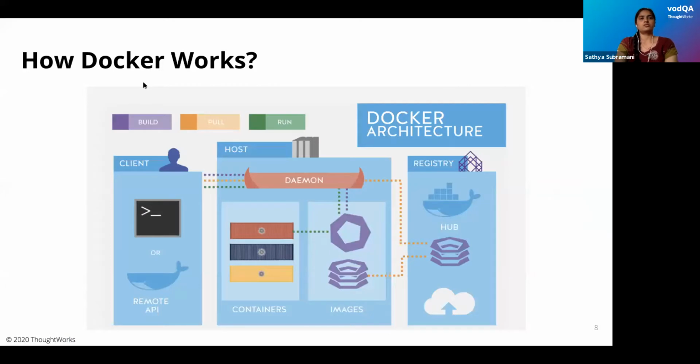So how Docker works. This is the complete architecture of Docker. Docker is a client-server architecture. It contains three components. One is the client, another is the host, in which you'll have a Docker daemon, which is a machine running in that, and the registry. Registry is a service where you maintain all the images. A registry can be private or public as well.